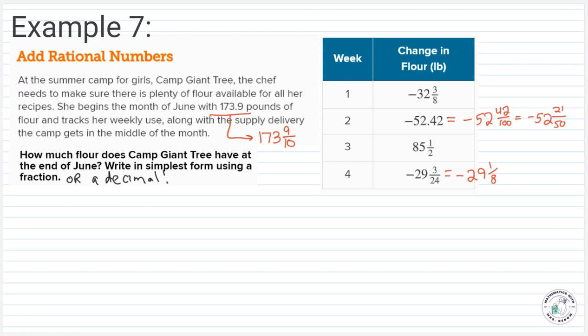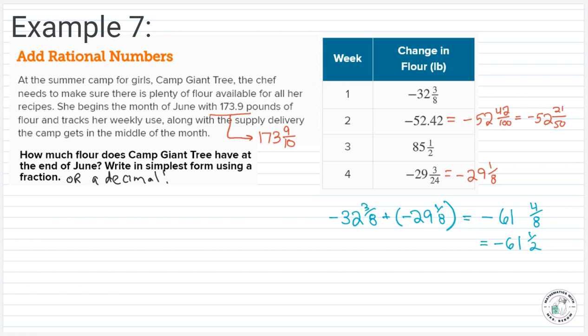So if we do negative 32 and 3/8 plus this negative 29 and 1/8, same sign, so you're going to add like normal. 3/8 plus 1/8 is going to make 4/8, so we're going to have 4/8 off to the side. And then 32 plus 29 is going to be 61. So we're going to get negative 61 and 4/8, and this is going to be the same as negative 61 and a half, right? 4/8 is the same as a half.